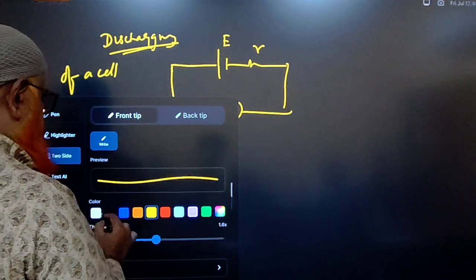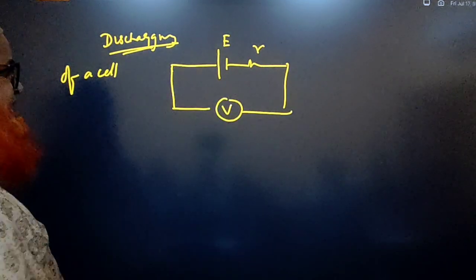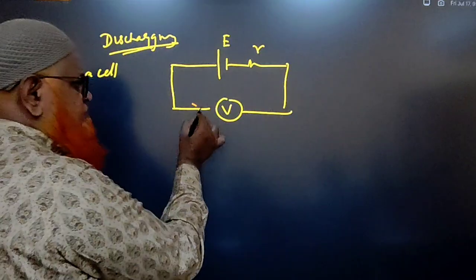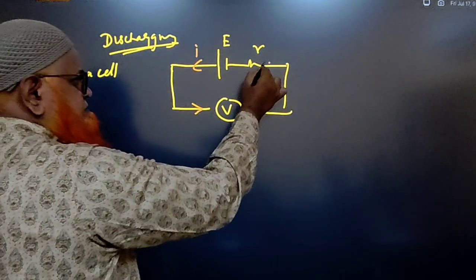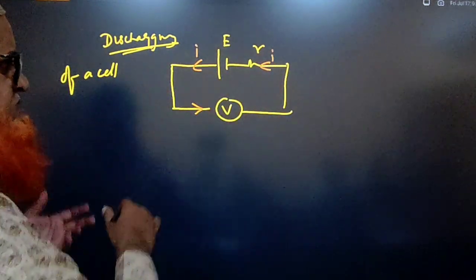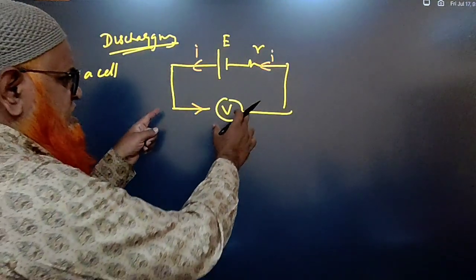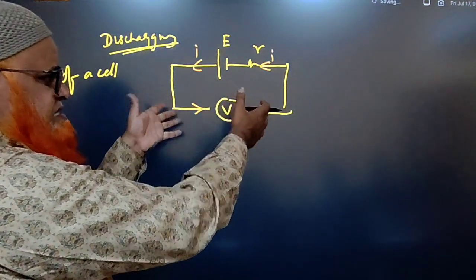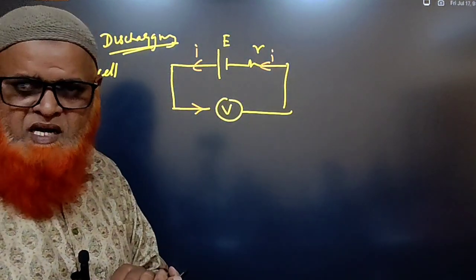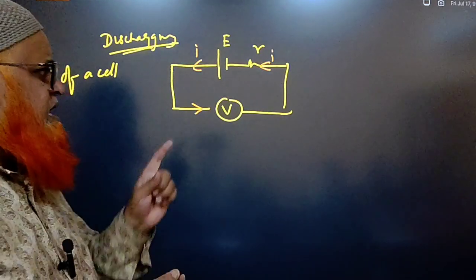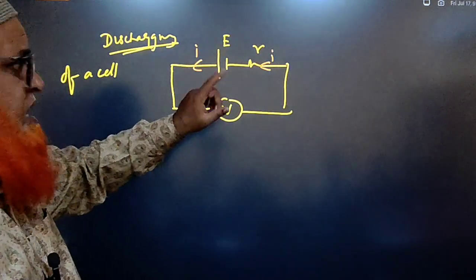Let us take the discharging of a cell here. So this cell is getting discharged, which means current is passing from the cell like this. The potential difference across the terminals of the cell is taken as V. All of you try to understand this one. Students, see the difference between E and V.